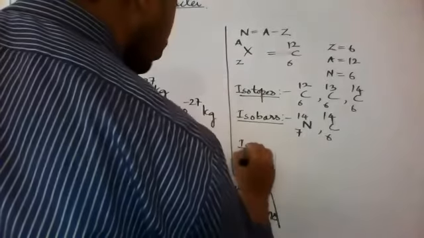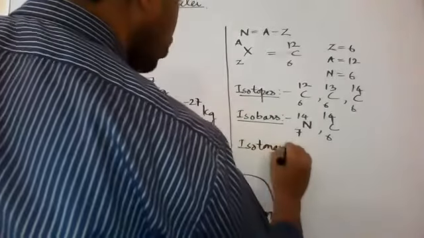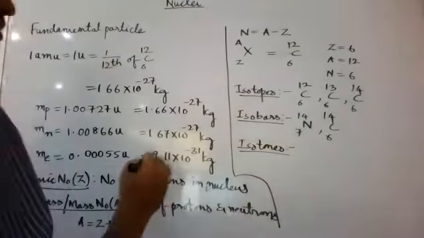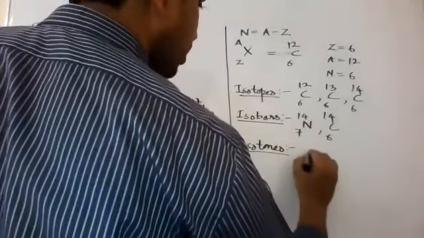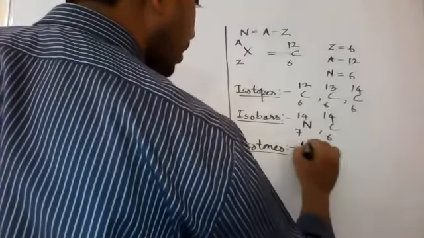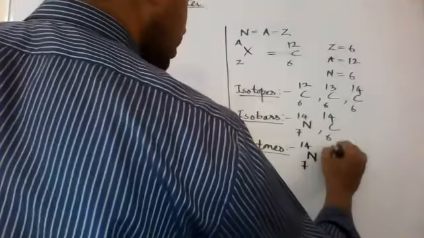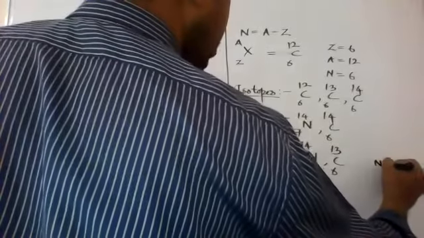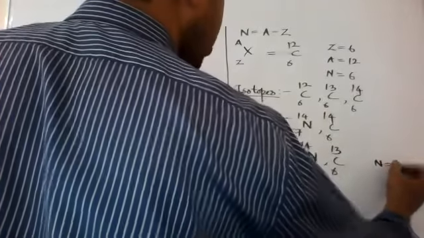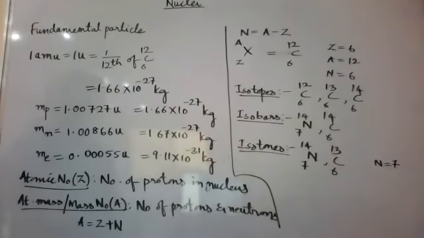Next is isotones. What are isotones? Isotones means same number of neutrons. For example, N-14 and C-13 have the same number of neutrons. Here n in both cases is 7 neutrons. Is it clear? So that is isotopes, isobars and isotones.